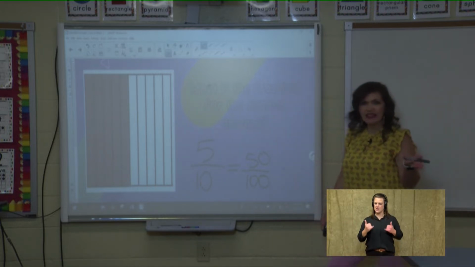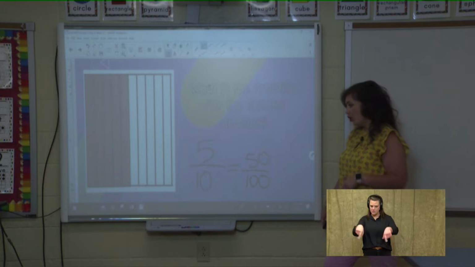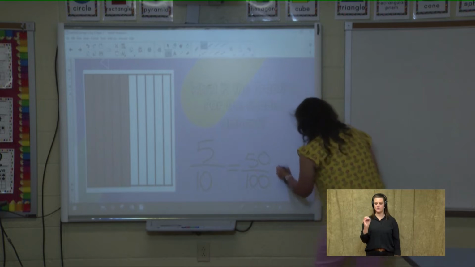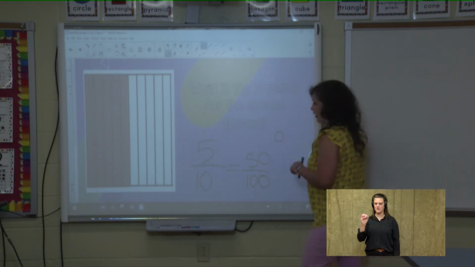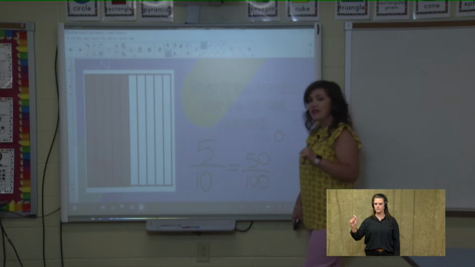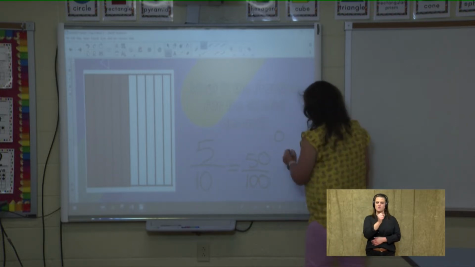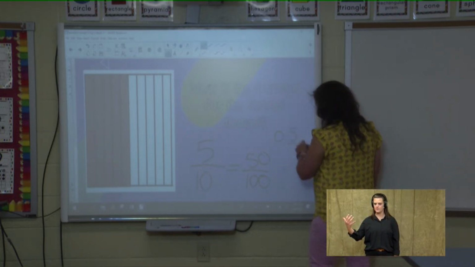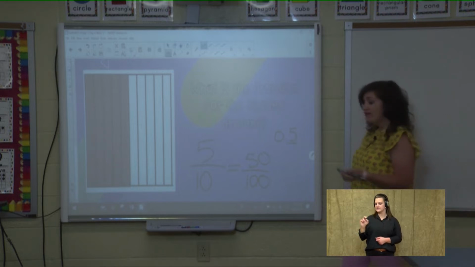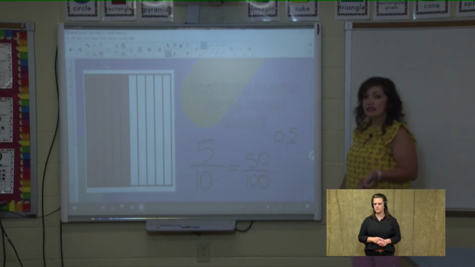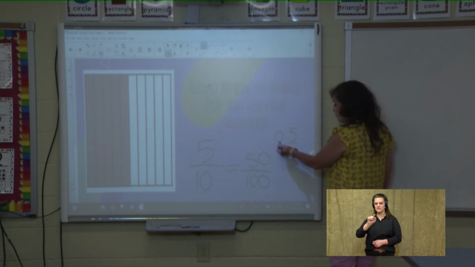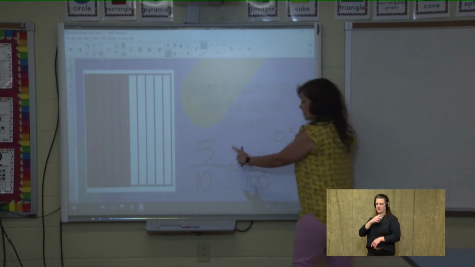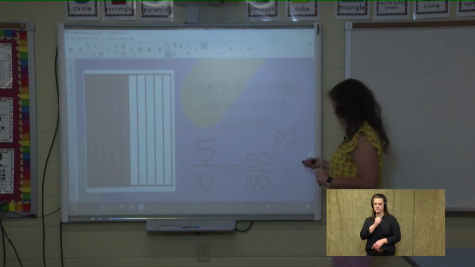Now, how could I write that as a decimal? Do you remember? Well, how many whole numbers do we have? 0, right? So I'm going to come over here and put a 0. All right. Well, how many tenths do I have? 5. So this place after my decimal point is the tenths place. So since I have 5 tenths, I'm going to put a 5 in the tenths place. So my decimal notation would look like 0.5, but it sounds like 5 tenths, just like my fraction 5 tenths sounds.